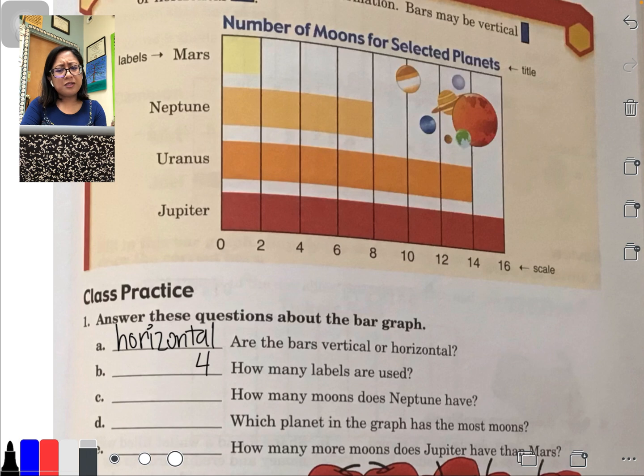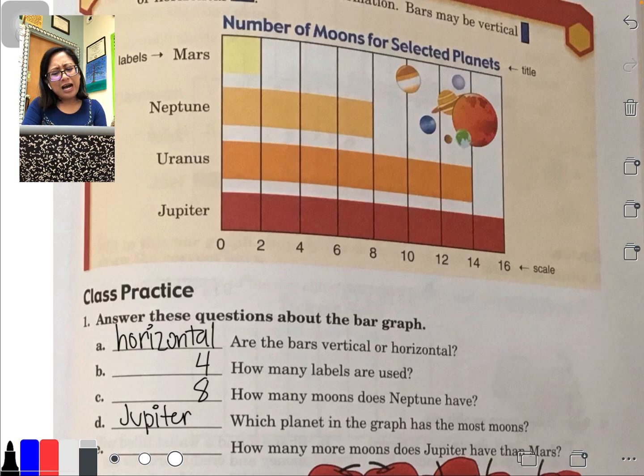How many moons does Neptune have? Well, we just reviewed that. Neptune stops just right here. So there are 8. Neptune has 8 moons. Which planet in the graph has the most moons? Jupiter, right? Jupiter has 16 moons. That's pretty cool.